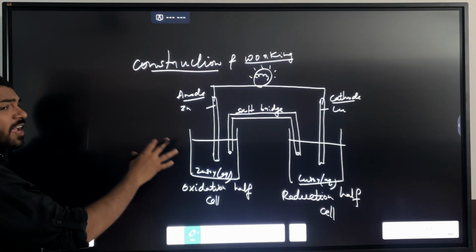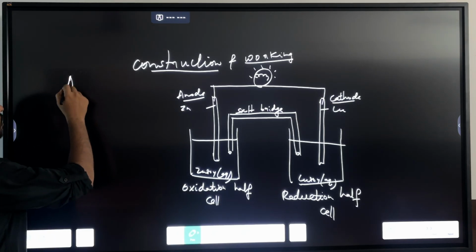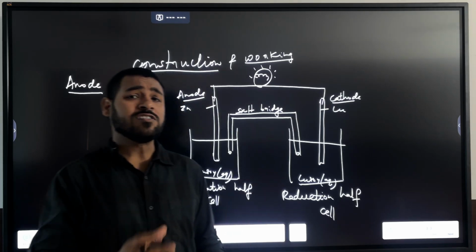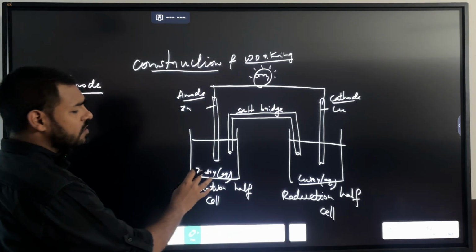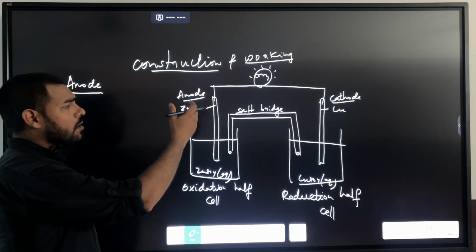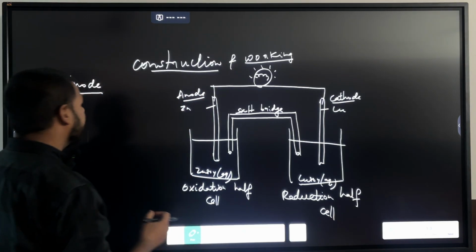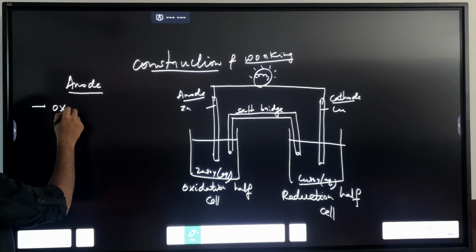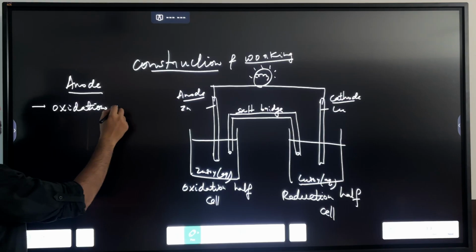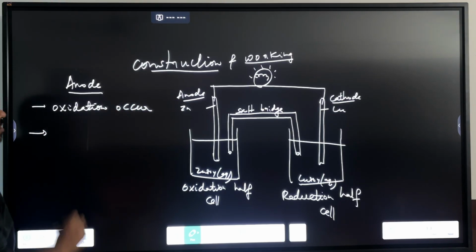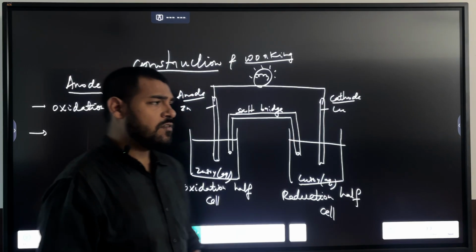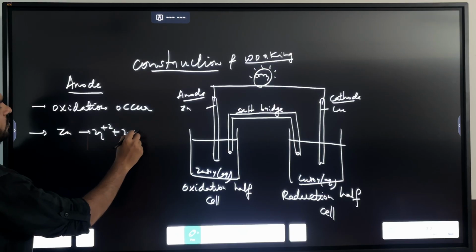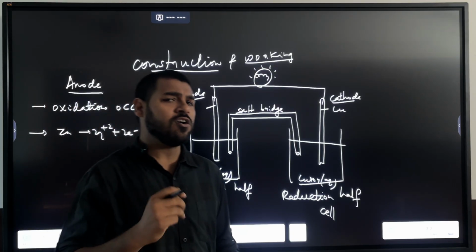Now, what happens in the anode? Anode means an electrode where oxidation occurs. So in the oxidation half cell, we are dipping the anode, and the anode has oxidation in the reaction. Now in the oxidation reaction, the zinc will be converted to zinc plus 2, and it will lose electrons. Loss of electrons is known as oxidation.